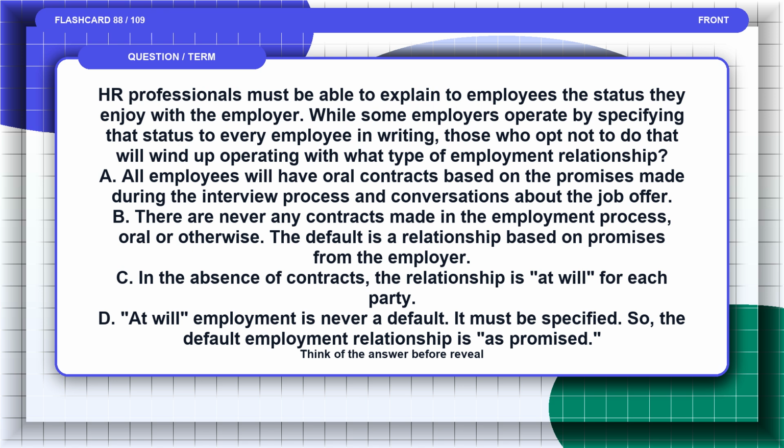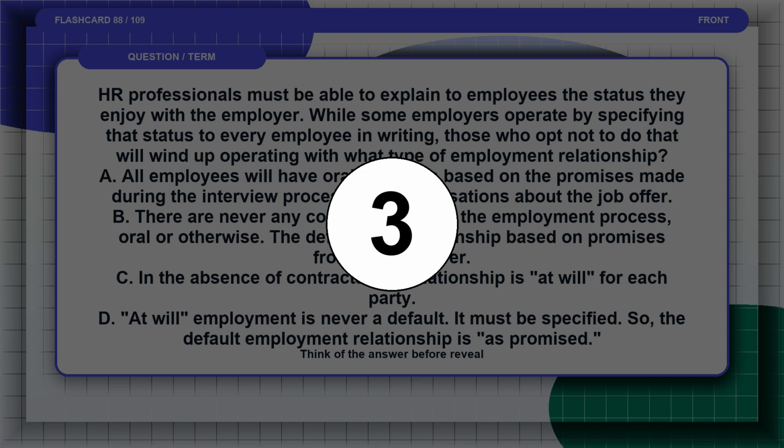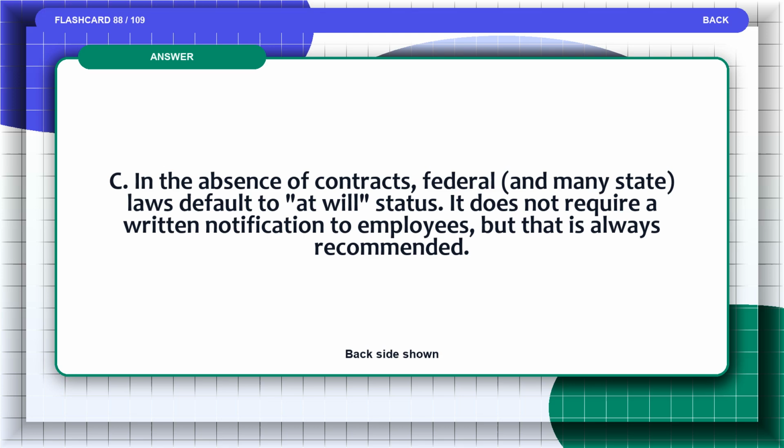D, in the absence of contracts, the relationship is at will for each party. At will employment is never a default. It must be specified. So, the default employment relationship is as promised. Pause and think of the answer before the reveal. The answer is A. In the absence of contracts, federal and many state laws default to at-will status. It does not require a written notification to employees, but that is always recommended.